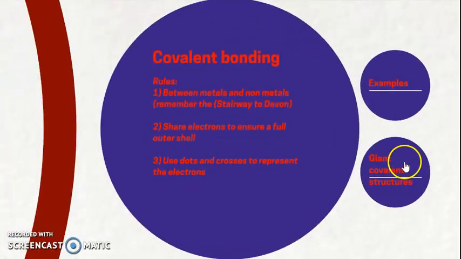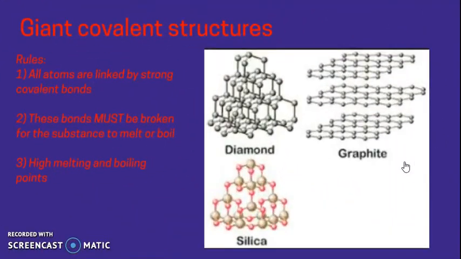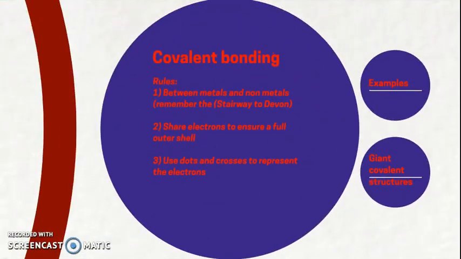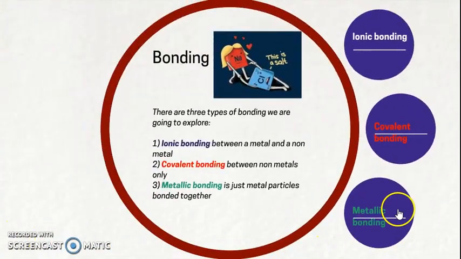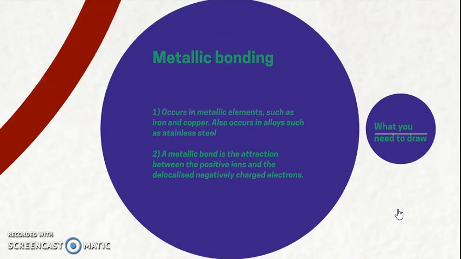So let's just have a look at the giant covalent structures for covalent bonds. These are the ones you're more likely to come across: diamond and graphite, which are both carbon structures, and then silica. They are all atoms linked by strong covalent bonds. These bonds must be broken for the substance to melt or boil, hence the reason they have high melting and boiling points.